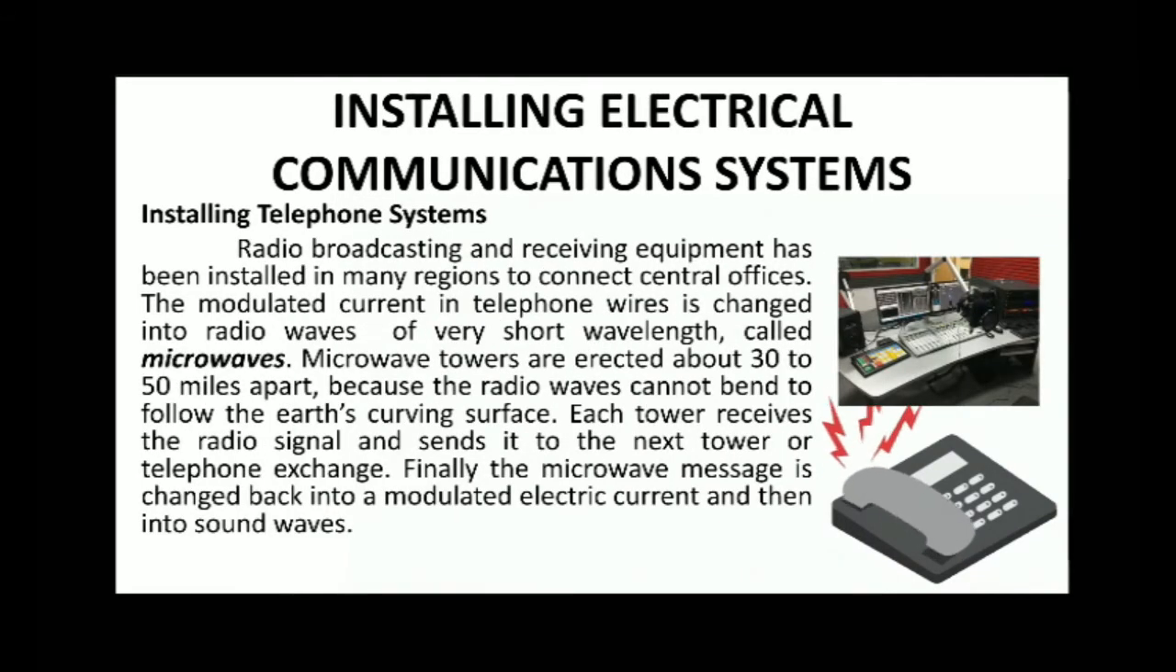Pero paano nga ba nagiging posible ang real-time communication with people even miles away? May mga radio broadcasting and receiving equipment na ini-install sa iba't ibang regions para maging konektado yung central offices. Kino-convert yung modulated current muna into radio waves of very short wavelength na mas kilala as microwaves. Tapos merong microwave towers na nakatayo na 30 to 50 miles ang pagitan at pinapasa-pasa yung radio signal hanggang makarating sa intended destination.